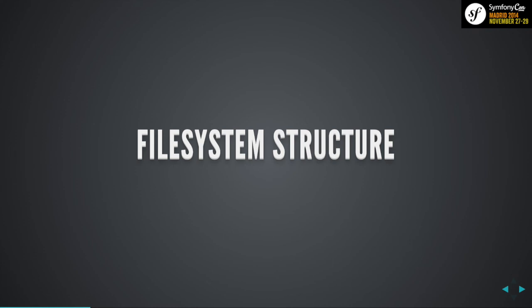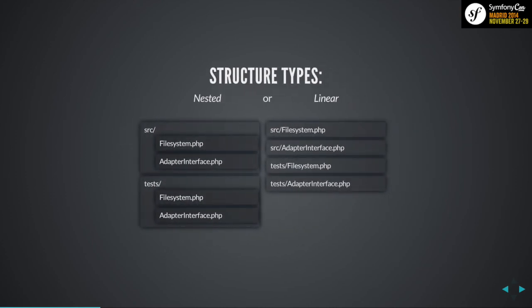If we look at a file system structure, it basically boils down to these two setups. On one end, we have a nested file system, and on the other end, it's linear. Who here has used S3?